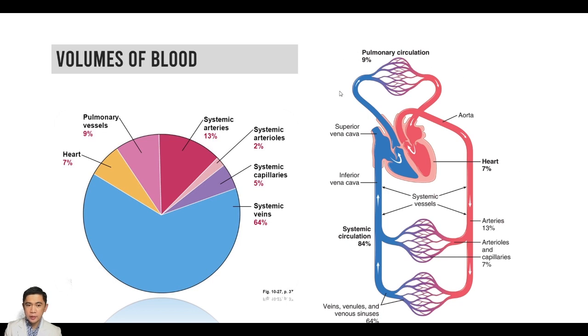Now, if you draw a line over here, in the pulmonary circulation, only 9% of blood is found. In the heart, around 7%. But in the systemic circulation, it's around 84%. So the majority of the blood is in the systemic circulation. However, much of the blood in the systemic circulation is seen in the veins, venules, and venous sinuses. This is around 64%. Arteries and arterioles have only around 20%.